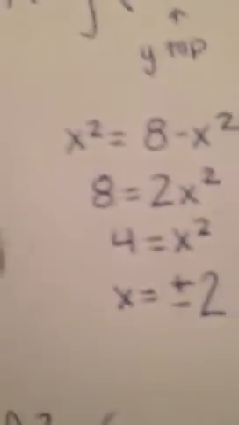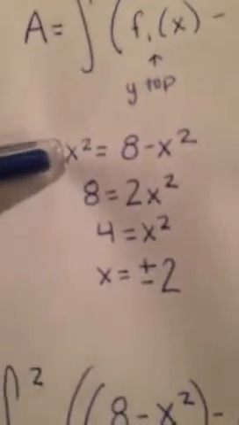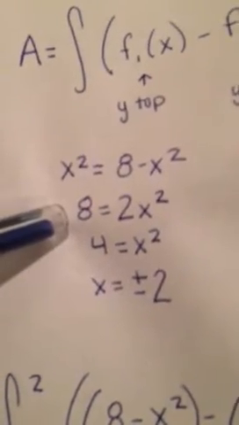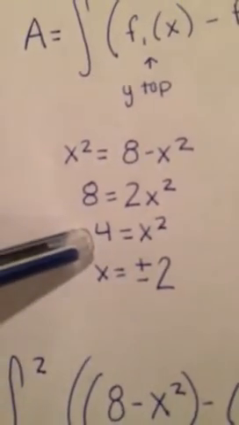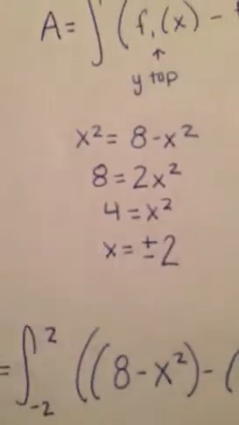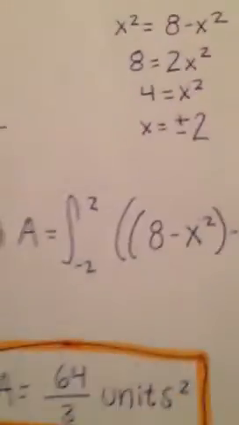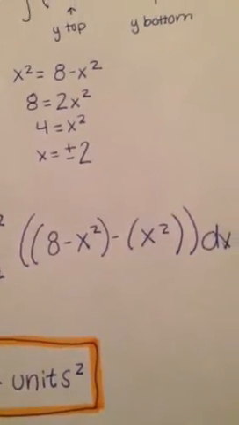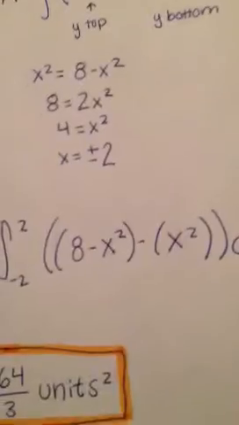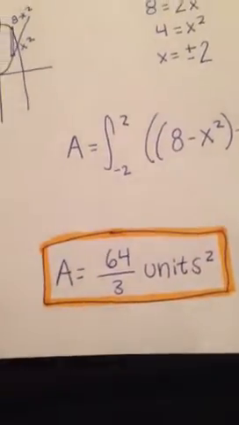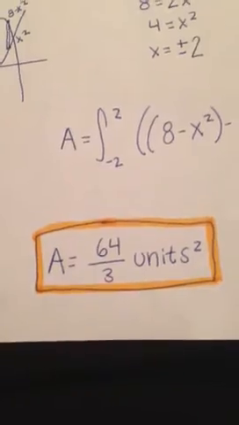To find the limits of integration, we set the functions equal to each other. So we have x squared equals 8 minus x squared, which gives 8 equals 2x squared, which is 4 equals x squared, which gives us x equals positive or negative 2. Now to find the area, we have the integral from negative 2 to 2 of 8 minus x squared minus x squared dx, which I plugged in my calculator, which gave me the final answer of 64 over 3 units squared.